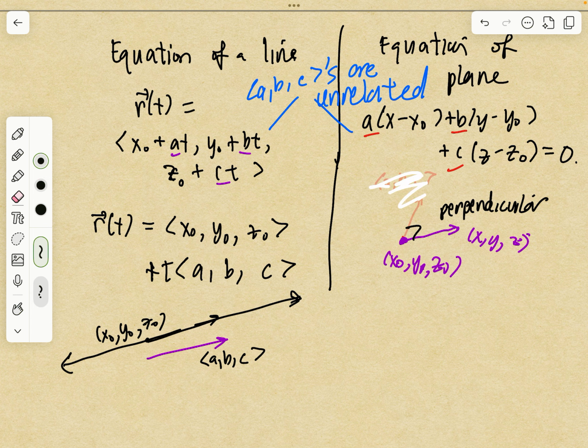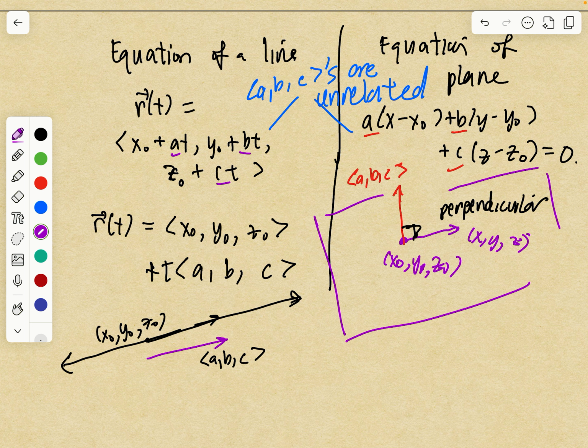So maybe I'll make my vector look more perpendicular. I get something like this, and then when I take all the x, y's, and z's, I get this plane that's perpendicular to the vector A, B, C.